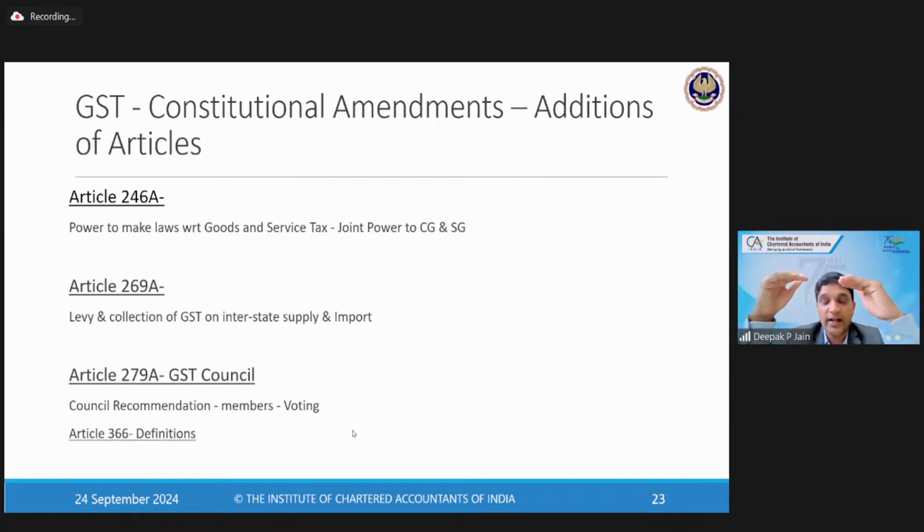A new article is added in between two, called 269A. What does 246A say? It gives the power to make laws with respect to goods and services jointly to the central government and state government. Article 269A says that the levy and collection of GST on interstate supply and import is with the central government.